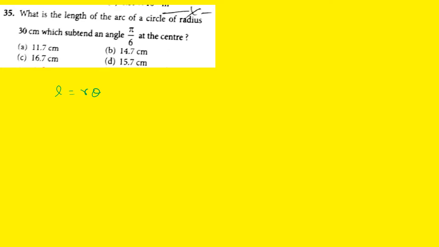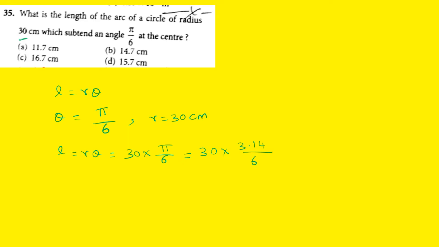Okay. So here what is theta? Theta is given as pi by 6. Then what is r? r is given as 30. So L equal to theta into r. We can multiply these two. 30 into pi by 6. So remember, children, this pi is 3.14. 3.14 divided by 6.